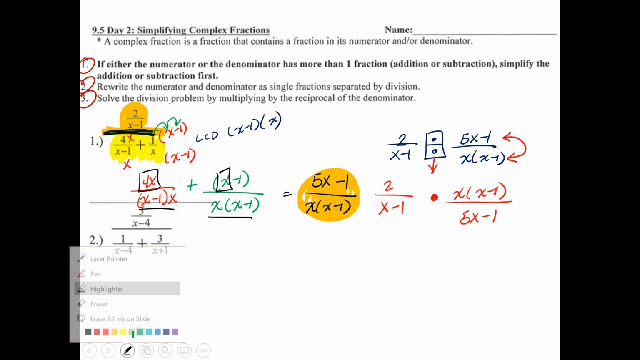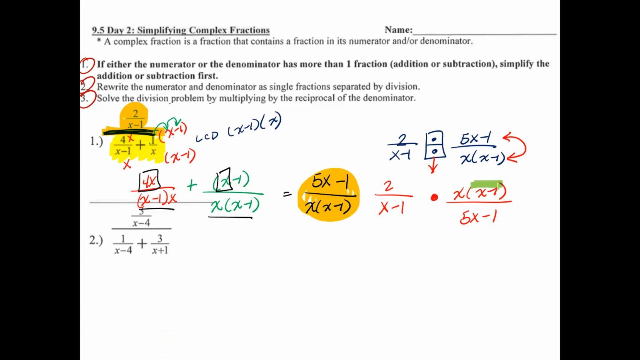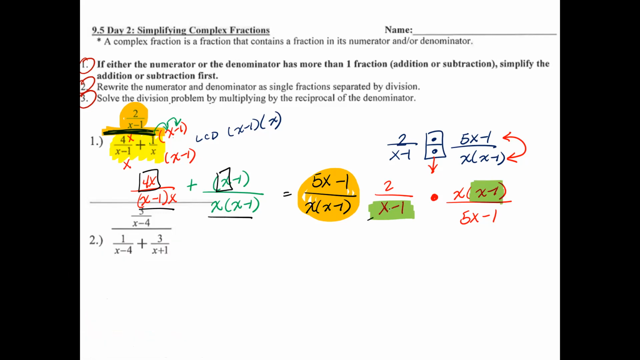Okay, now comes the fun part. You have to ask yourself, what do I have that's the same top and bottom? Those are exactly the same in green. So what do I do with that? I just cross it out because that's gone. And my answer is just 2x over 5x minus 1.